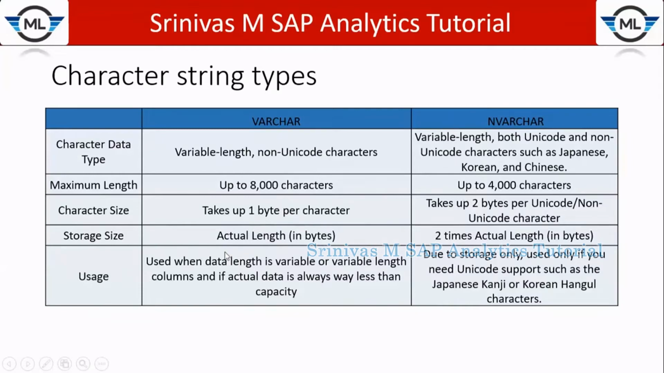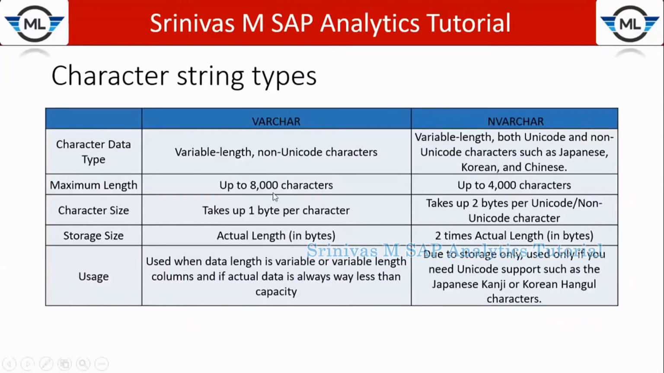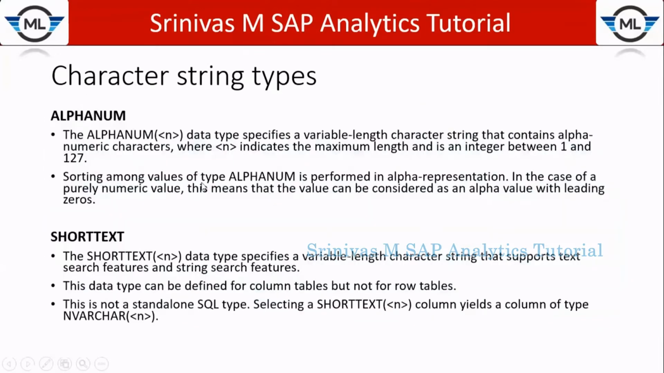That's it, nothing much to discuss about this one. Coming to the next, alphanumeric. The alphanumeric data type specifies a variable length character string that contains alphanumeric characters, where n indicates the maximum length, between 1 and 127. This is also like varchar and nvarchar, but if your particular field doesn't require too much space, then go for alphanumeric.